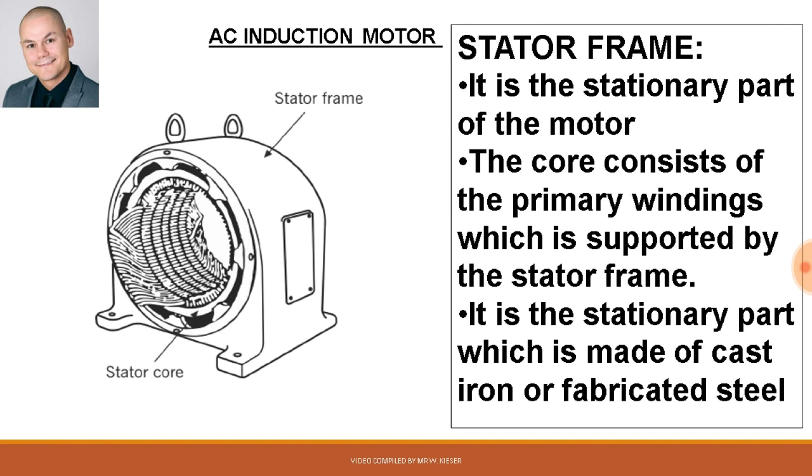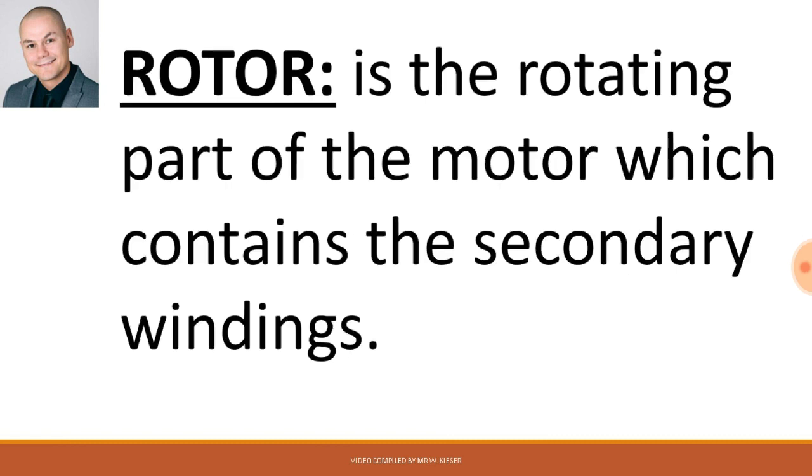The AC induction motor consists of two primary parts: the stationary part, which is known as the stator, and the rotating part, which is known as the rotor. The stator frame is the stationary part of the motor. The core consists of the primary windings, which are supported by the stator frame. It is made of cast iron or fabricated steel. The rotor is the rotating part of the motor, which contains the secondary windings.